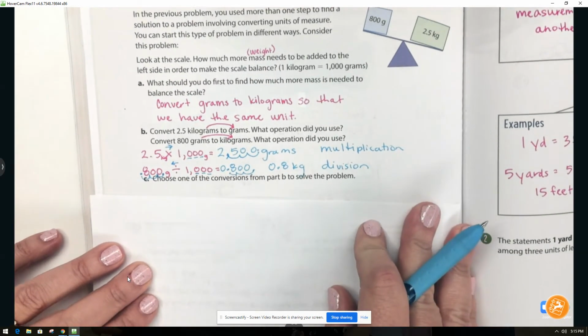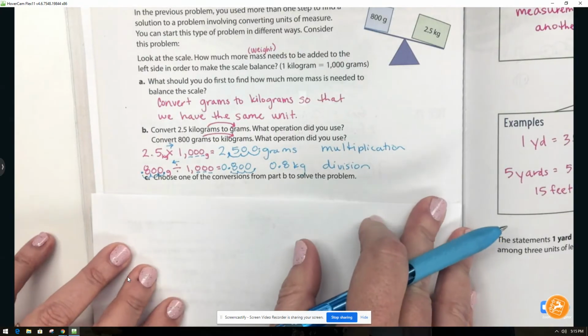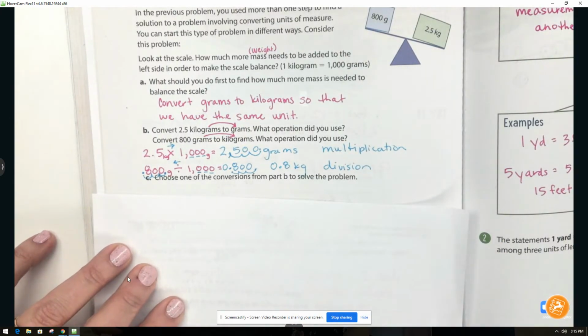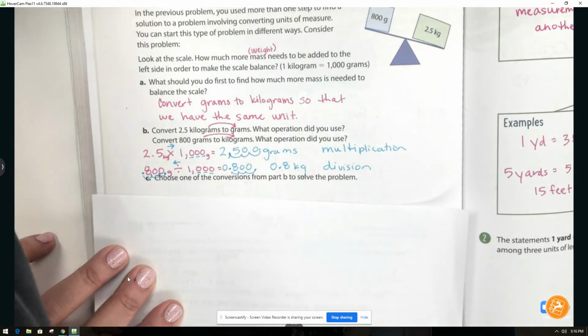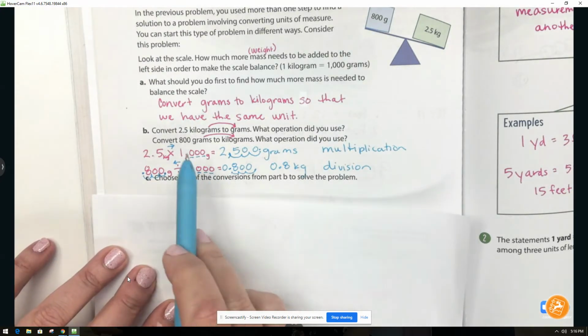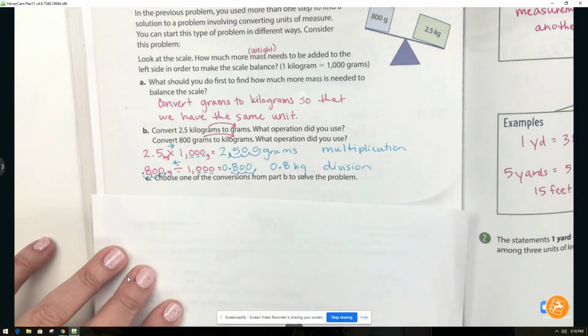I'm not going to tell you which way to do it. I will tell you that my preference is to multiply. I don't know why. I feel like I make fewer mistakes when I multiply, so that's usually what I choose to do. But again, this is your decision. You're the one who's having to do the work, so you're the one who gets to choose what you convert to. So in this case, I showed you how you could convert both of them.